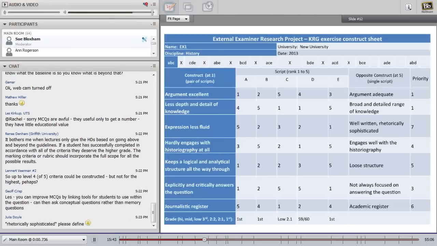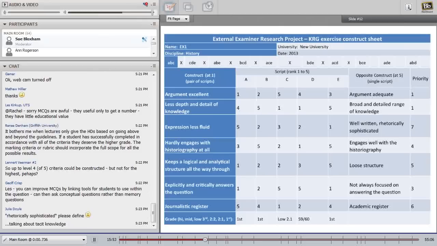And then at the end, on the right-hand side where it says priority, we asked them to rank these different constructs in terms of importance for them in their marking. And along the bottom, finally, we asked them to say roughly what kind of grade they'd give. So you can see that this tutor gave A a first, that's a high distinction or an A. Low to 1 C grade, that is a low C or a low merit, I think, in the Australian context. 59 or 60 is borderline merit-distinction.